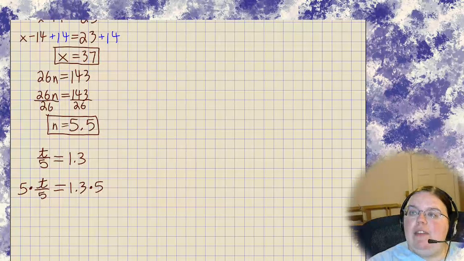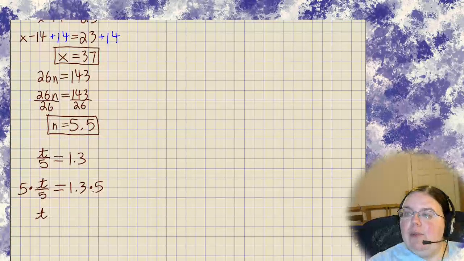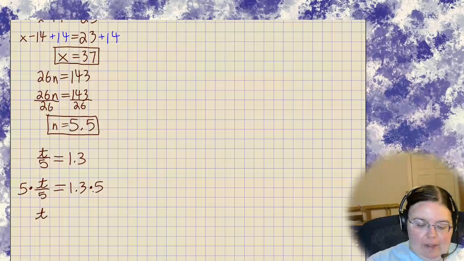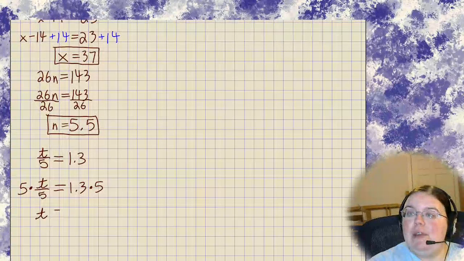Well, let's see, t divided by 5 times 5 would just bring us back to t. 1.3 times 5 looks like a good calculator problem. And my calculator informs me that that is 6.5.